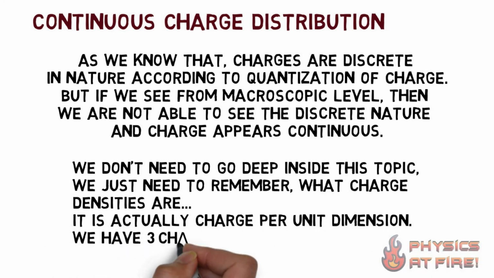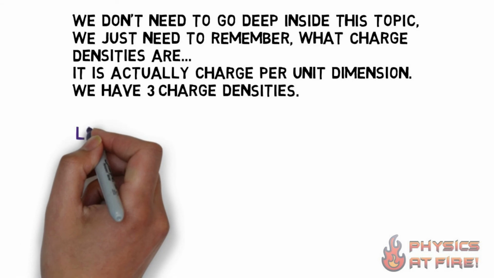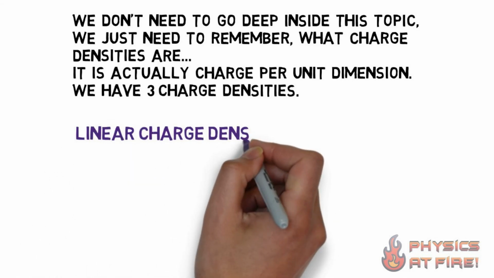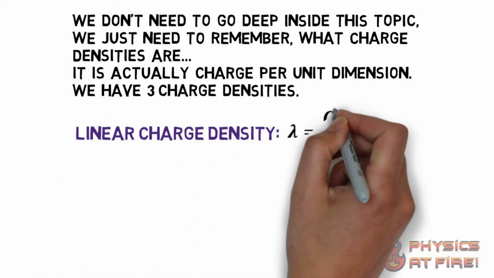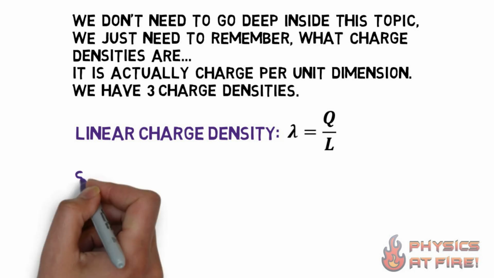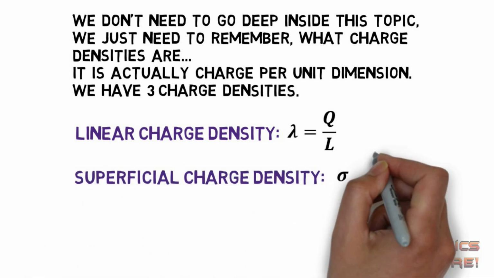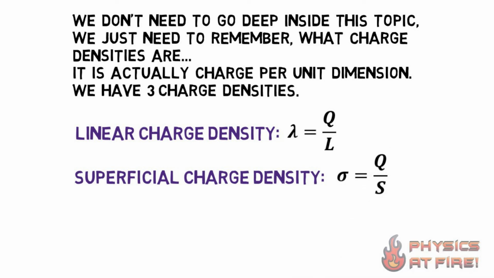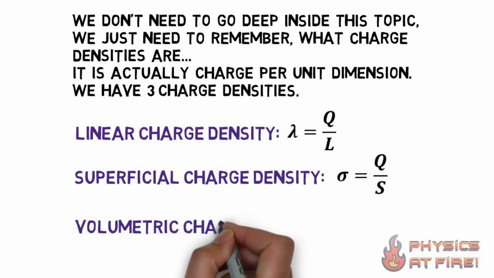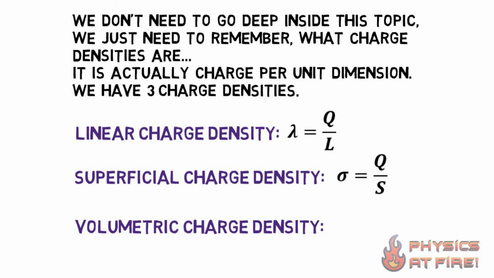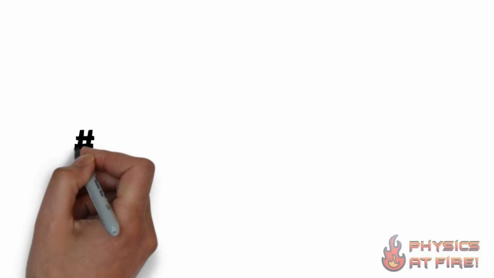We have three charge densities. Linear charge density, denoted by lambda, which is charge per unit length. Surface charge density, denoted by sigma, which is charge per unit area. And volume charge density, denoted by rho, which is charge per unit volume. That's all about that topic.